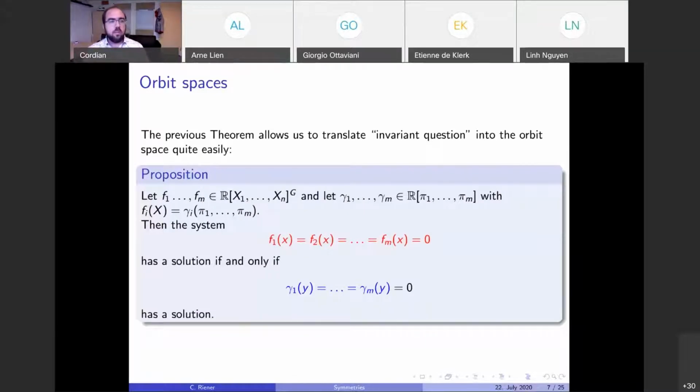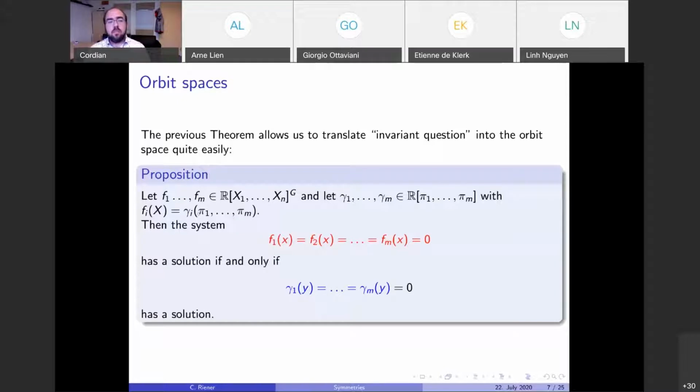So I start with some polynomials that are supposed to be invariant. And in fact, I'm sorry, these should now really be complex polynomials, and these should also be complex polynomials, because we only had the theorem for the complex numbers for the moment. Then the relationship between the f_i's and the gamma_i's is just that f_i of x is gamma_i of pi_1 to pi_m of x.